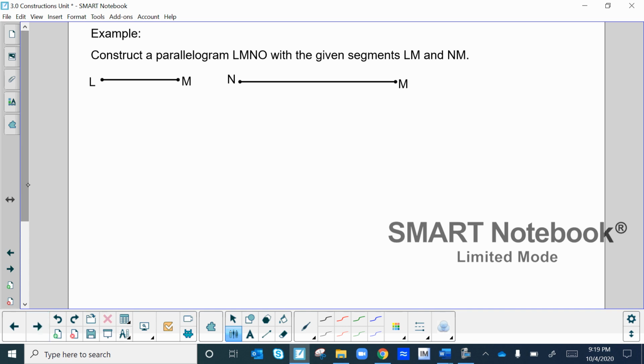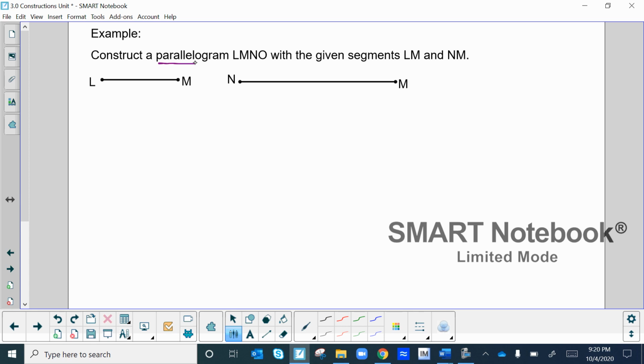This deals with a polygon. It says construct parallelogram, hence the word parallel in the word parallelogram. So construct parallelogram LMNO with the given segments LM and NM. Okay, so I'm going to make a parallelogram. Now, I know some of y'all are probably thinking, well, I can do a rectangle or a square because those are parallelograms. Okay, well, not a square because we have 2 different side lengths, but a rectangle is also a parallelogram.